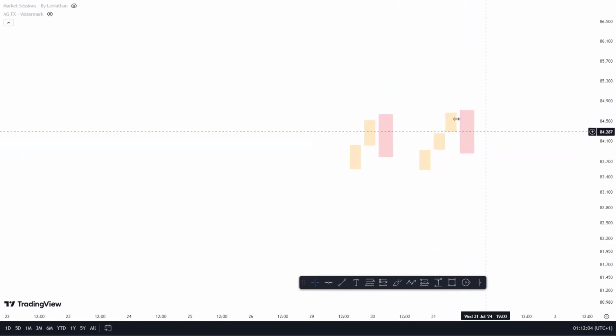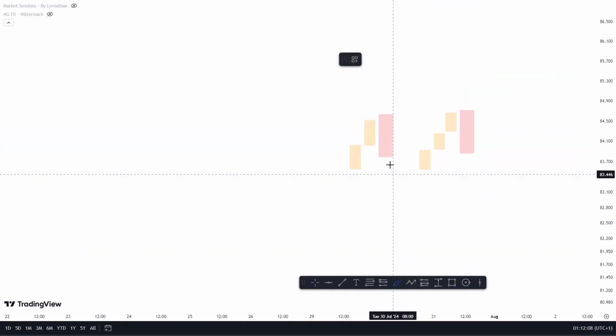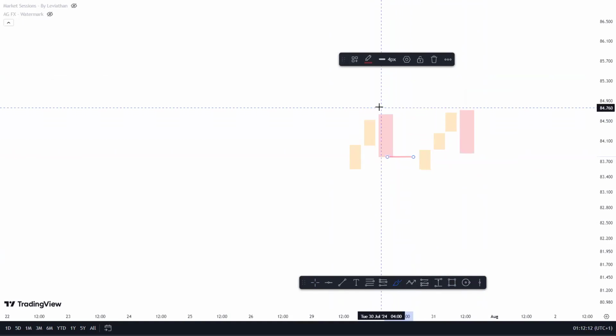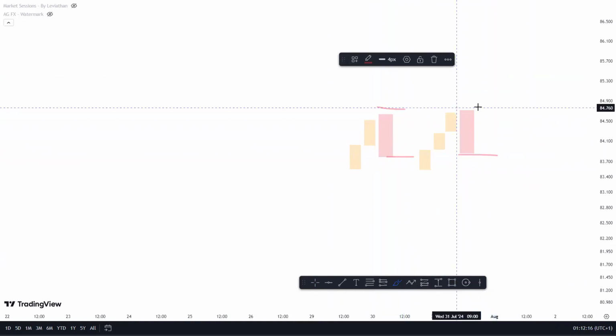So this is what you want to see as your entry. Where will your entry be? You enter once the candle forms, once this engulfing forms, right? Stop loss above the engulfing. Same thing for here: when the engulfing forms, stop loss above the engulfing.